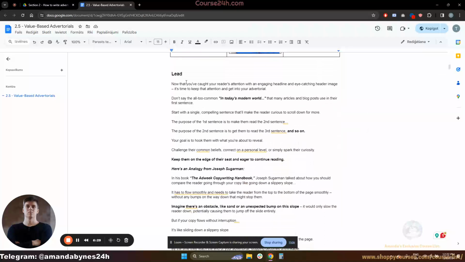Yeah, so in the lead, I talked about this in the previous lesson. Now that you've got your reader's attention with an engaging headline and an eye-catching header image, it's time to keep that attention and keep it going to get people to read your editorial. So don't start with something boring that will instantly turn off the reader.